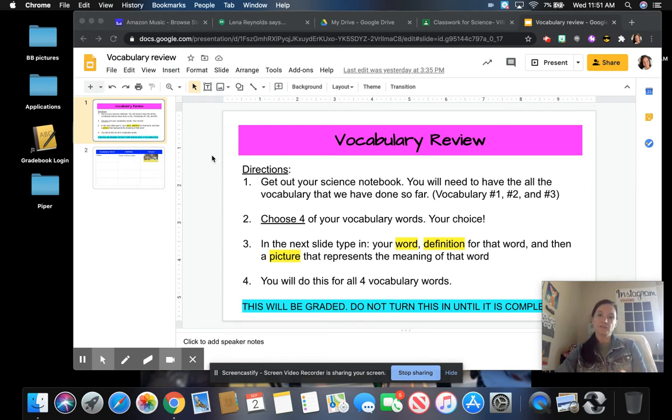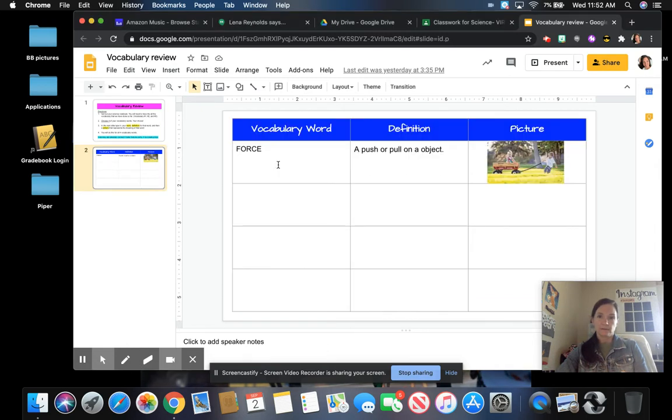All right, so you're going to get out your science notebook and get out those 3 vocabulary sections that I gave to you. So every Monday you had vocabulary to do. You're going to choose 4 of your vocabulary words, only 4 of them, and they're your choice which ones you want to choose. And then in the next slide, you're going to put your words in.